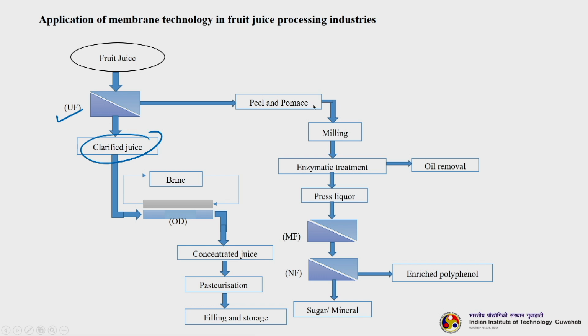Whatever peel and pomace is retained on the surface of the ultrafiltration membrane goes through milling and geometric treatment to remove oil, then it is pressed, passes through a microfiltration membrane, and subsequently a nanofiltration membrane. Whatever you get is the enriched polyphenols, and here you get sugar and mineral. You can understand that the entire fruit is utilized, and apart from the juice, various other value added components are also recovered using membrane technology.